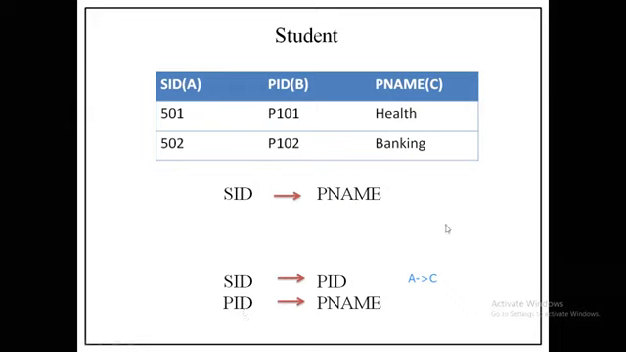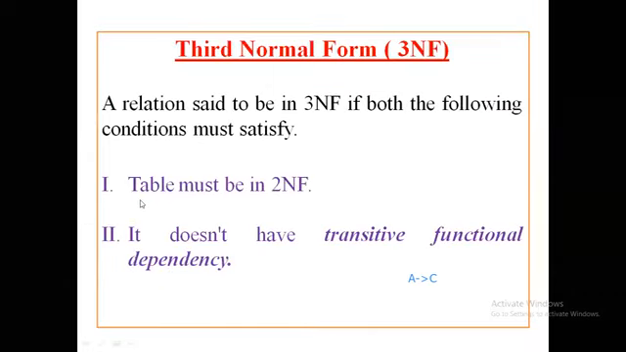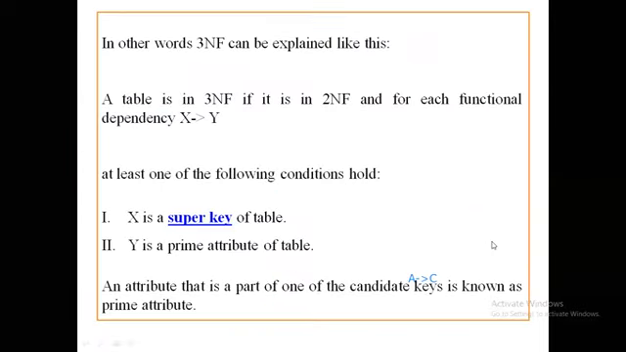So in third normal form, what is the first condition? The table must be in 2NF. The second condition is that it doesn't have transitive functional dependency. So you understand the concept of transitive functional dependency.